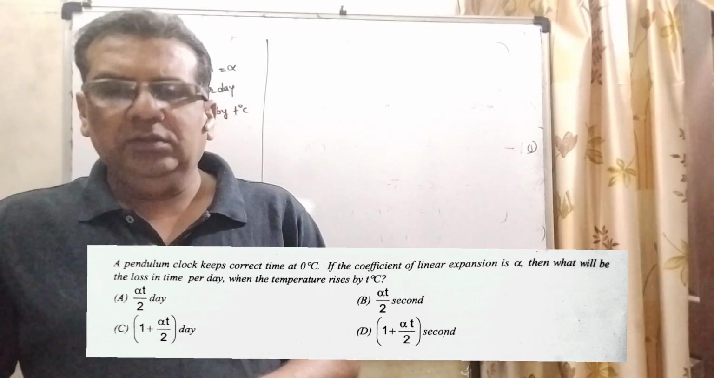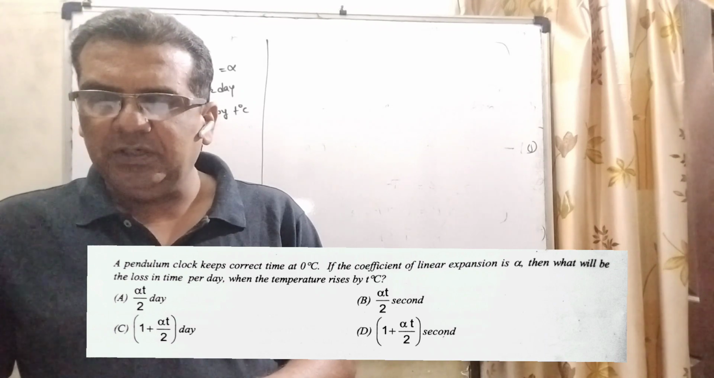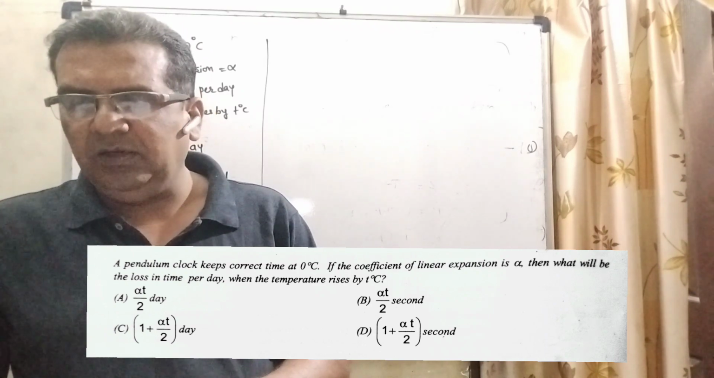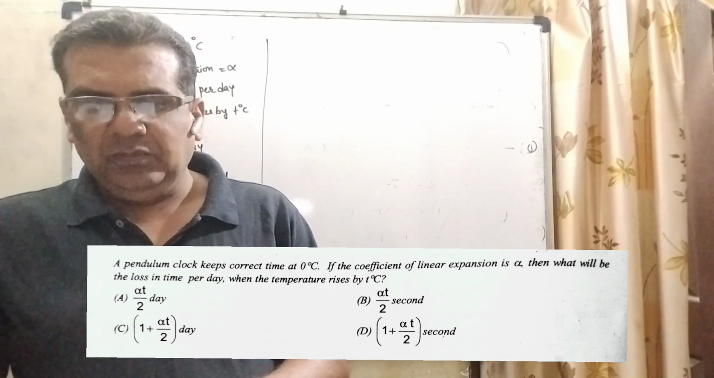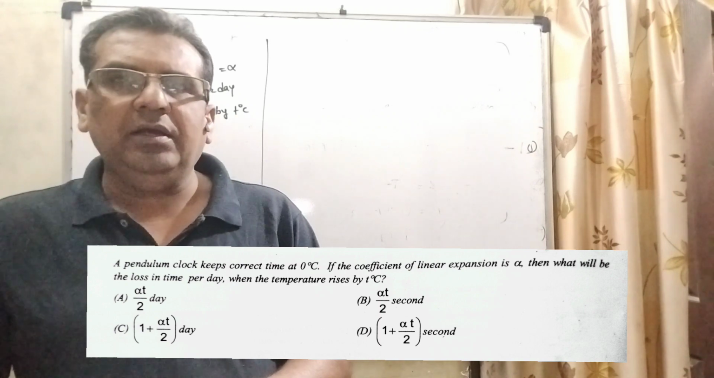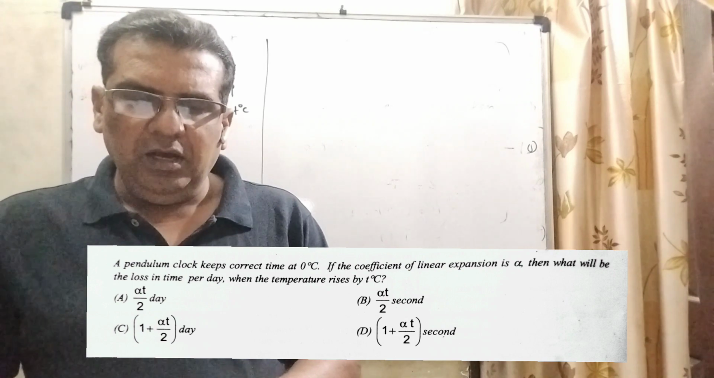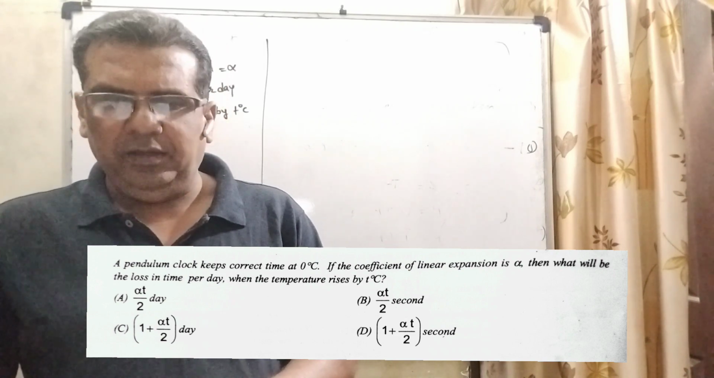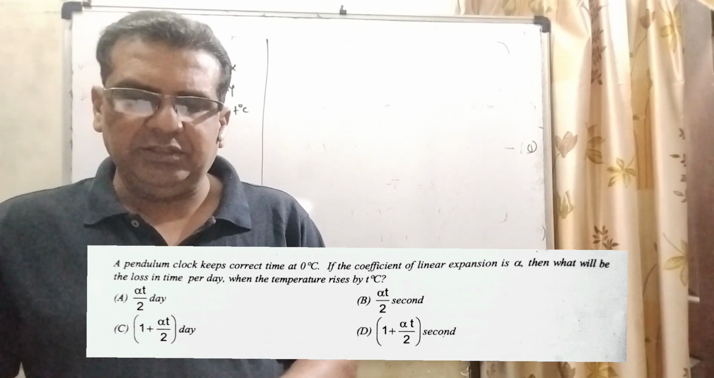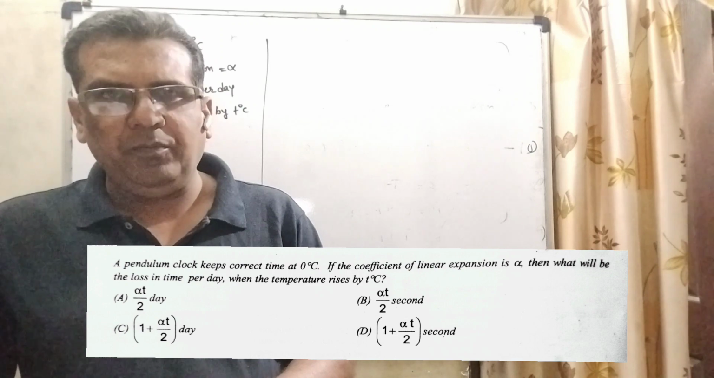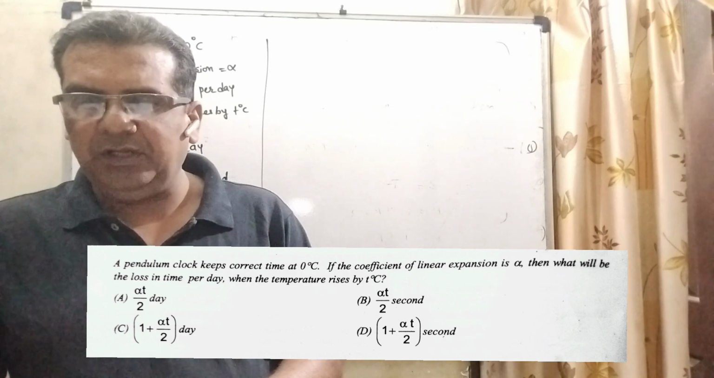A pendulum clock keeps correct time at 0 degrees Celsius. If the coefficient of linear expansion is alpha, then what will be the loss in time per day when the temperature rises by T degrees Celsius? Here we have given four options. Option A, alpha T by 2 per day. Option B, alpha T by 2 in second. Option C, (1 plus alpha T) upon 2 per day, and last option D, (1 plus alpha T) by 2 in second.